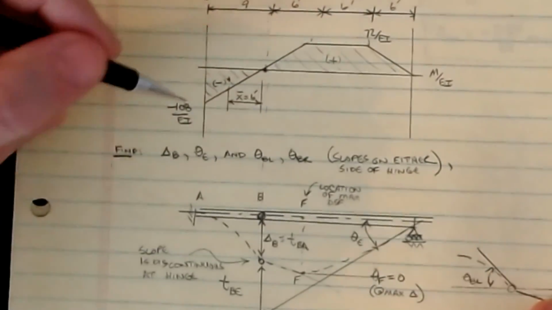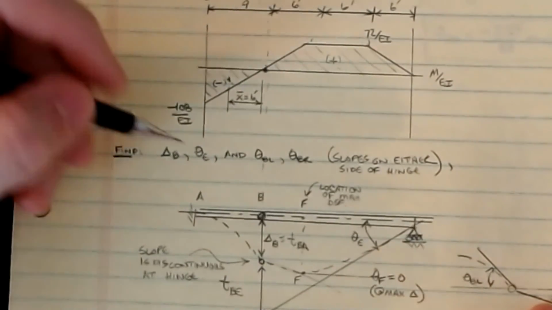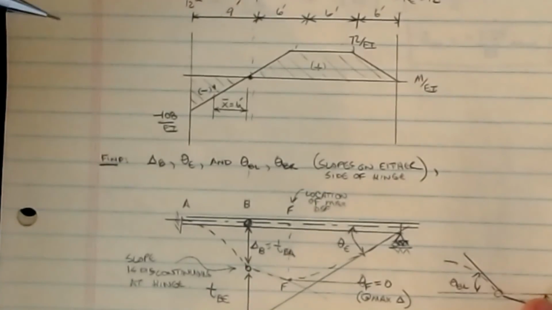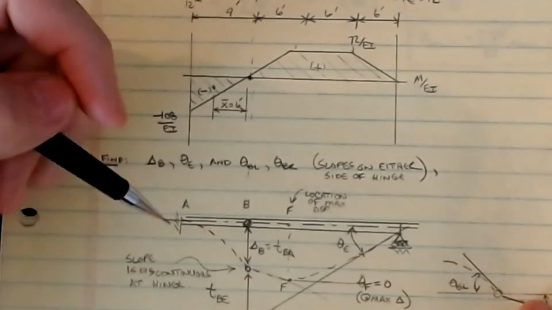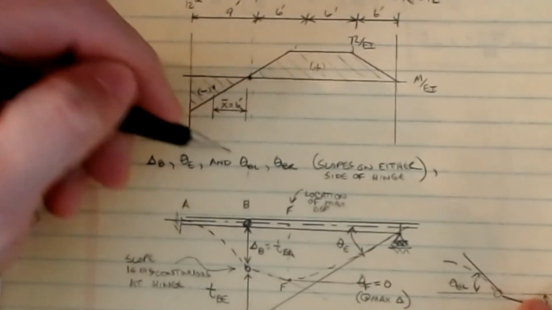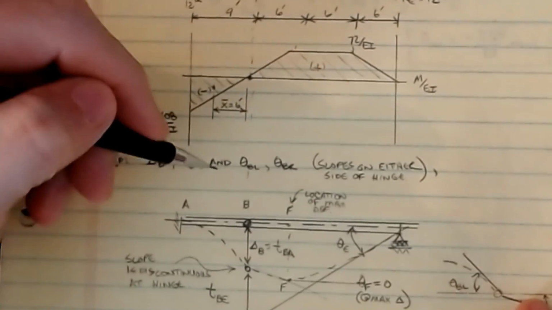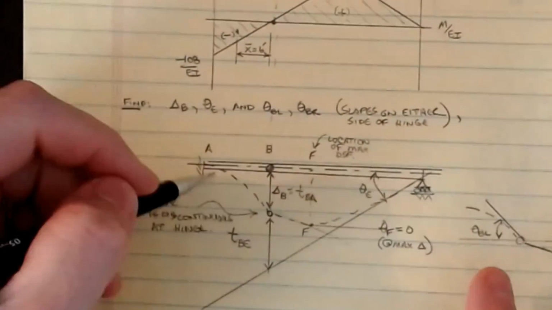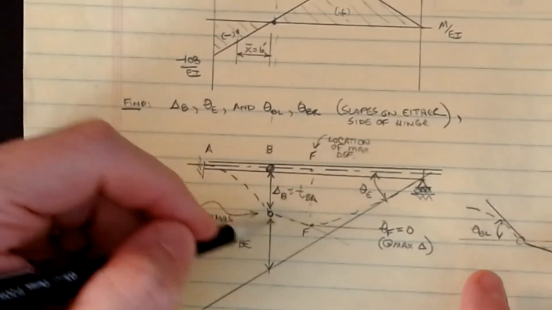We want to find the deflection at B. We want to find the angle at E, which will be the angle at the other side. And then we want to find the angle to the left of the hinge and the angle to the right. Remember the theorem said that the elastic curve had to be continuous. It is a continuous function, but it changes slope.